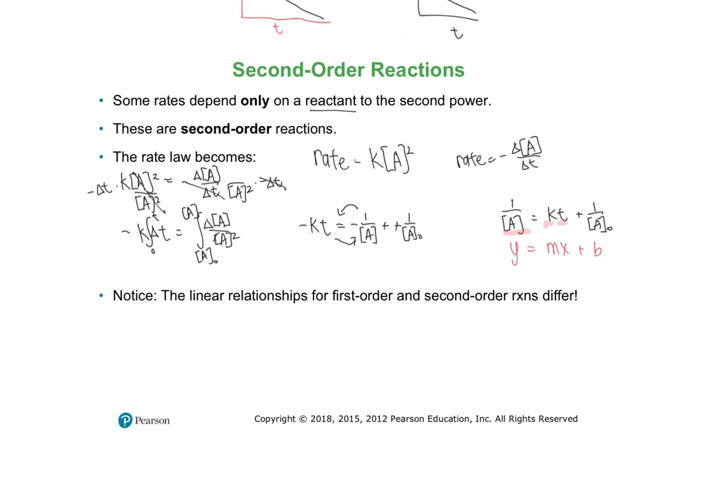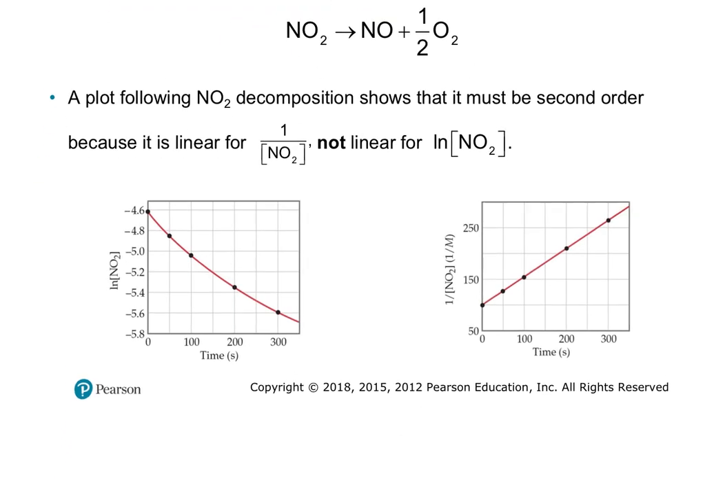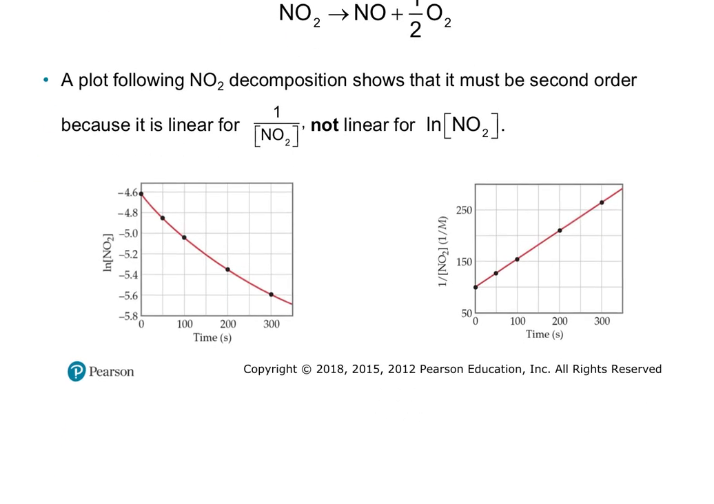So let's go on to the next slide. Here we can see this reaction of the decomposition of nitrogen dioxide. When we plot the natural log of that concentration versus time, it's not quite linear. See, it still has a little bit of a slant to it. When you take the concentrations, take the inverse of those values, and plot those versus time, we can see it's linear. This is telling us that this is a second order reaction, because it's a linear function, and our slope here is equal to the rate constant.